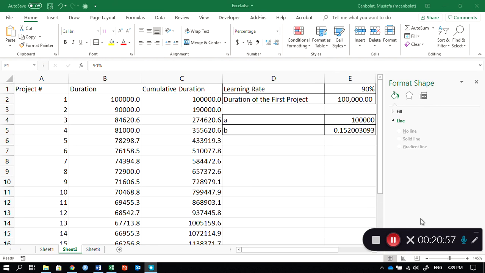I think people are not going to watch all of it, but this is a complete coverage of the learning rates for production operations or project management.